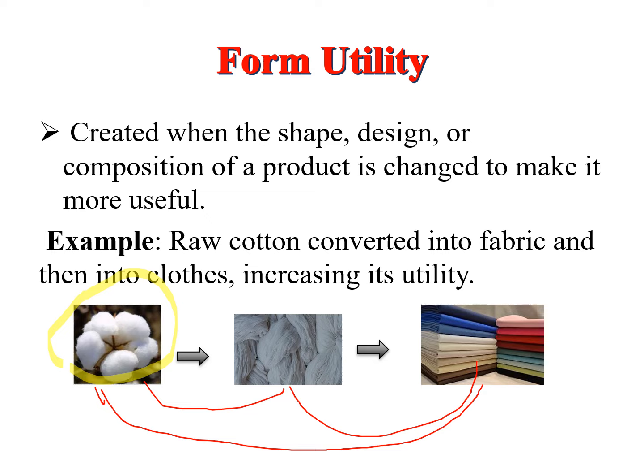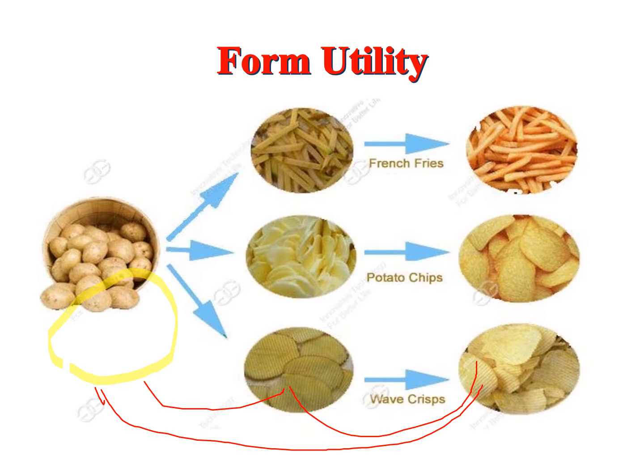Another most important and famous example is potato. Basically, raw potato is also consumed, but when we process the potato into different forms like potato chips, potato fries, and other different things, then it helps to enhance the utility of potato by processing it from a raw to a processed product.